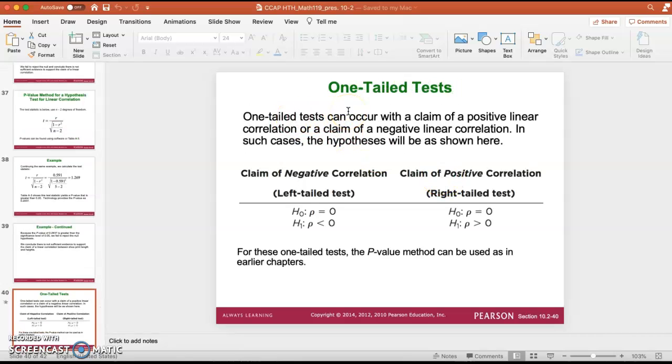All right, now you can also do one-tailed hypothesis tests here with correlations. And I'm going to save that for just a short part of the last parts of these videos.